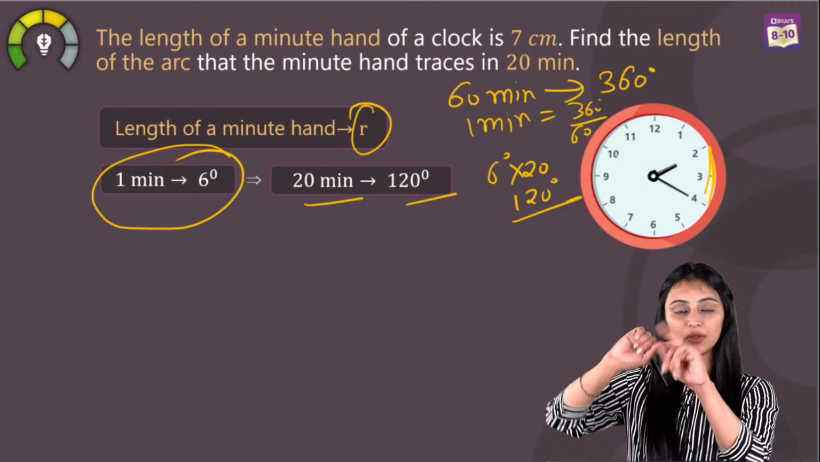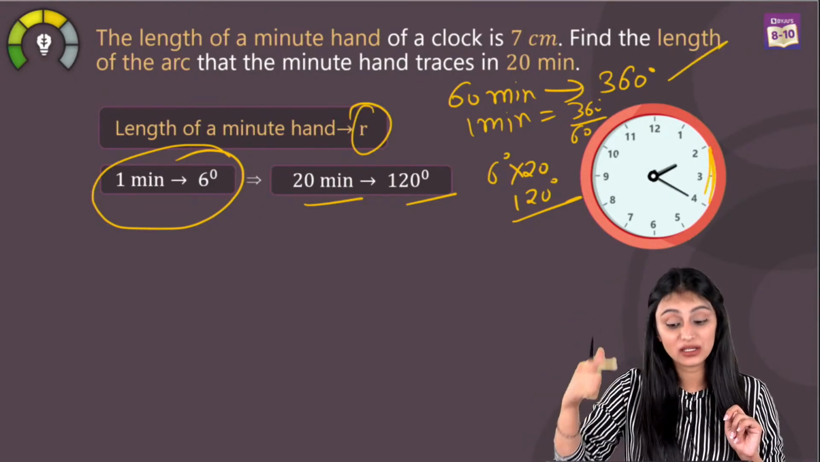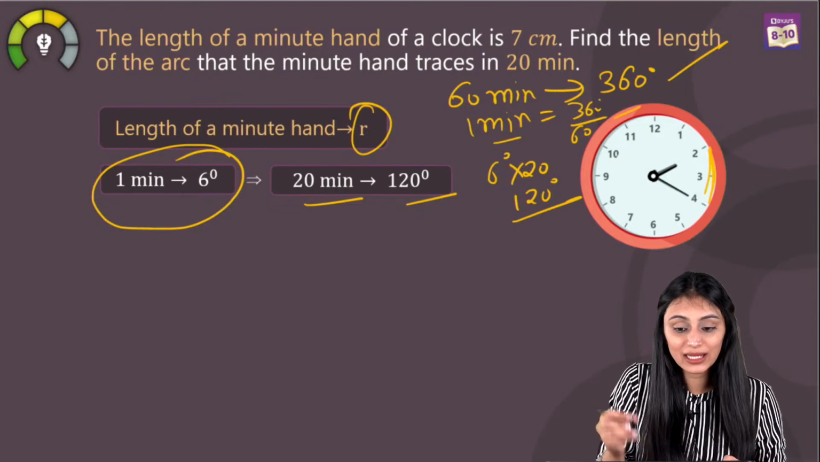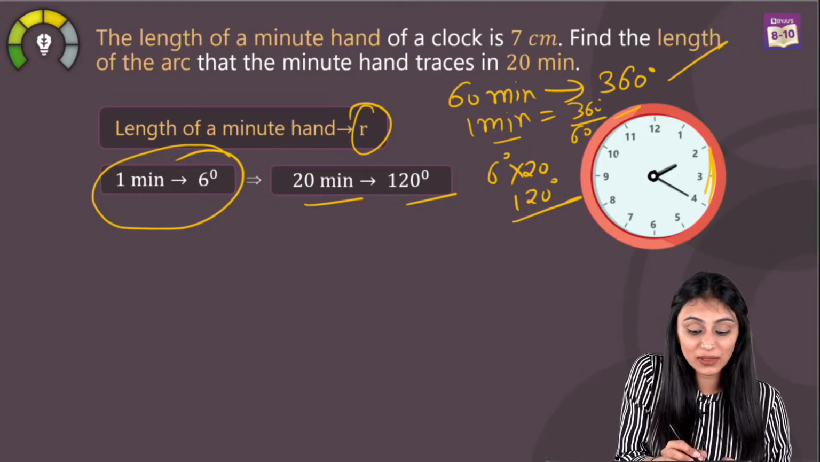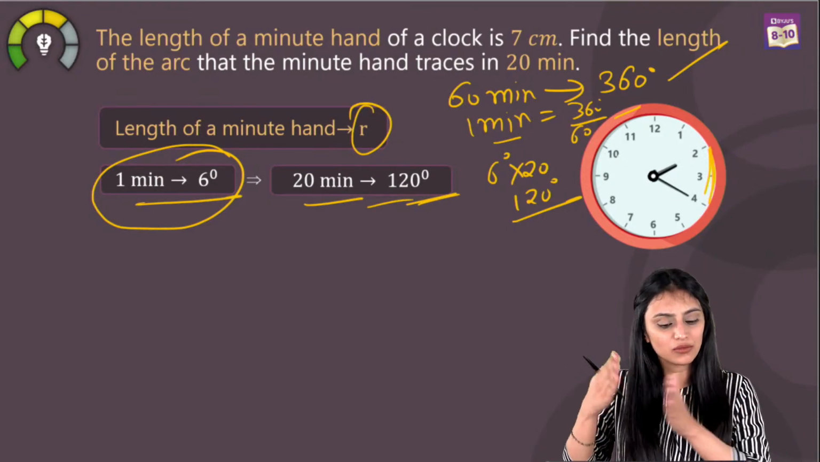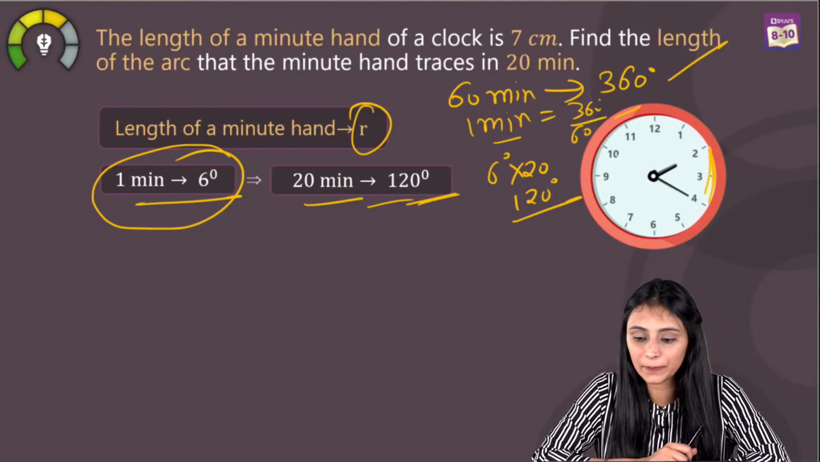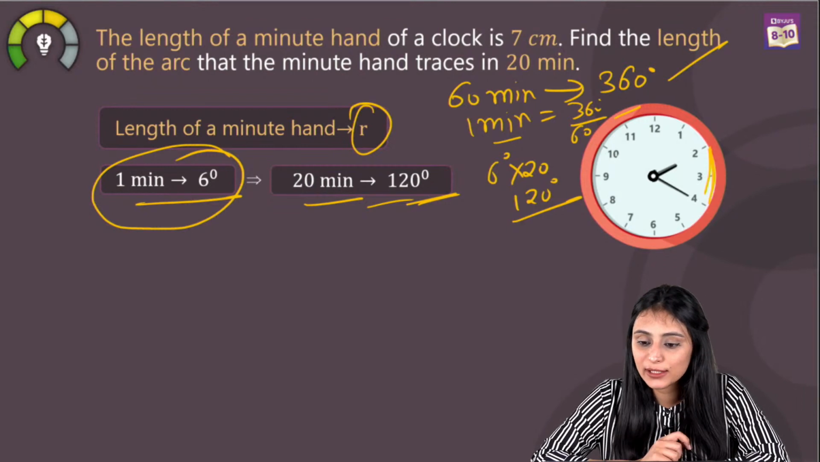In 60 minutes, the minute hand covers one entire circle, that means it covers 360 degrees. So in 1 minute, it will cover 360 degrees by 60, which is 6 degrees. So in 20 minutes, it's going to be 20 times 6 degrees, that's 120 degrees. I have repeated this again. I hope it is clear to you.